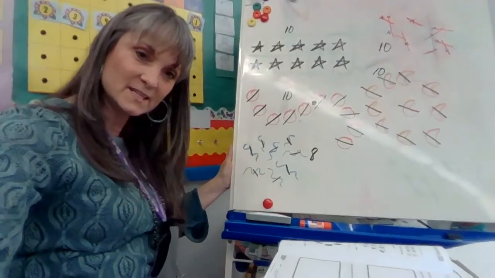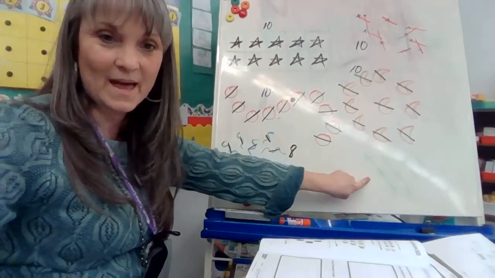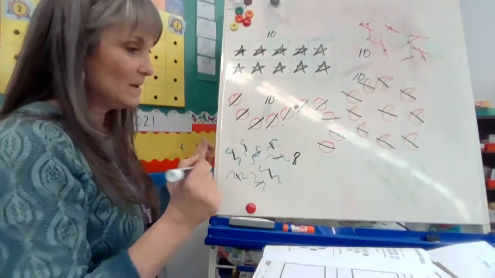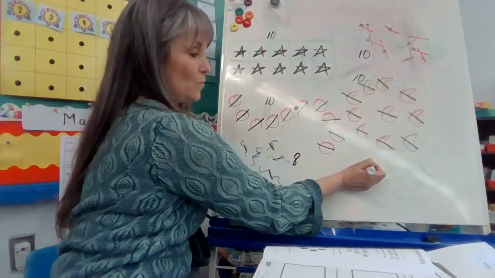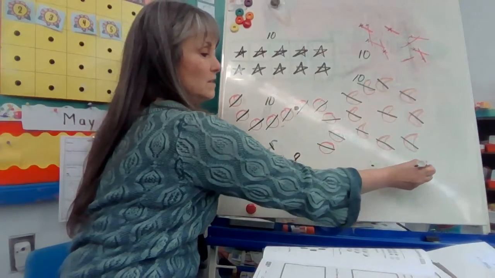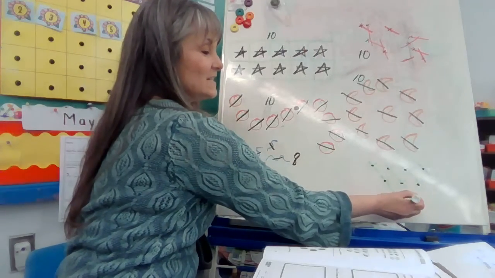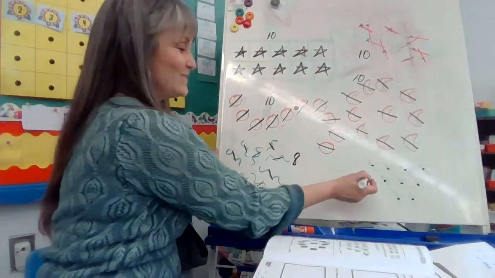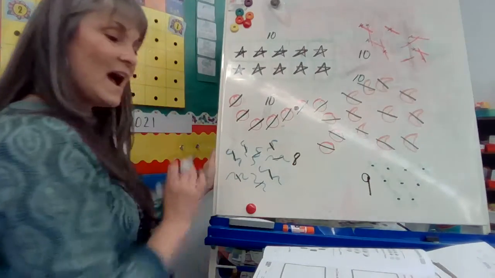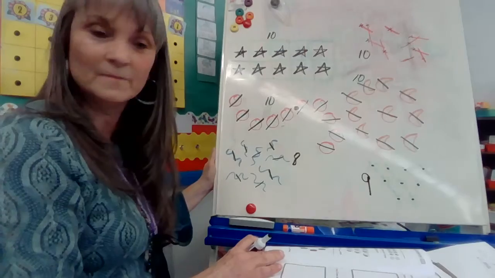Now there's one more group. It's a little hard to see. Down here I've made some X's. The green doesn't show up well, but I'm still going to mark them. Ready? 1, 2, 3, 4, 5, 6, 7, 8, 9. Oh, they only had 9. How many of our groups had 10?